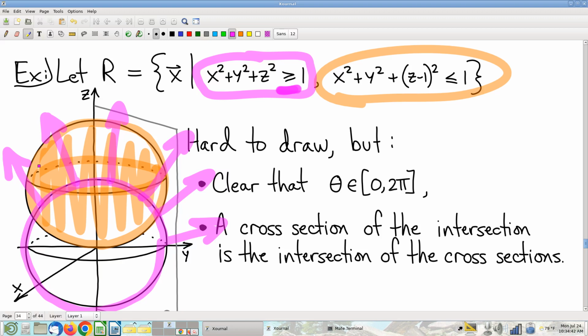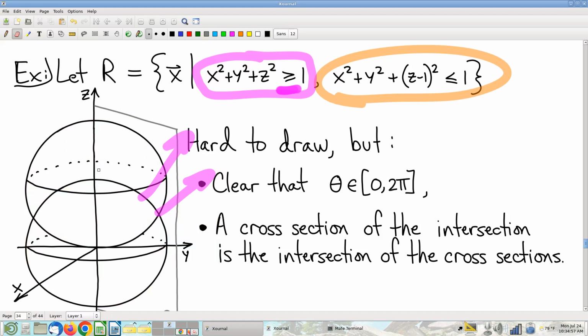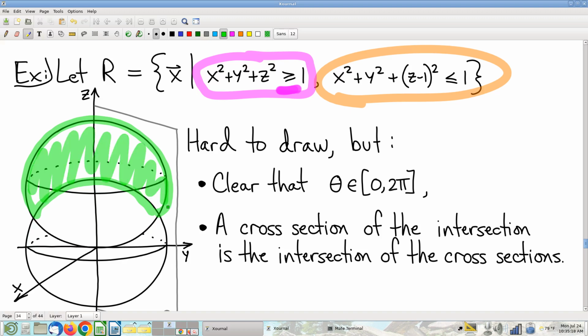And what points are there that are in both the orange and the purple regions? I don't know what to call this. It kind of looks like a helmet of some sort, maybe. Oh, that's not good. Let me try that again. Oh gosh. Let's see here. Something like that, like one of those old motorcycle helmets, like a bike helmet. It's kind of like a bike helmet, isn't it? In a way. Anyway, there's our solid region, and it is hard to draw.